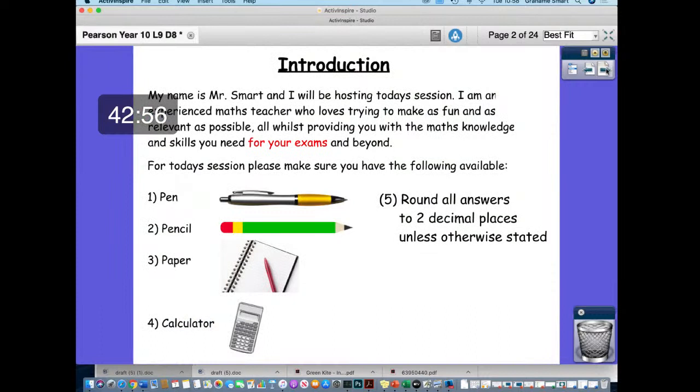So it's Mr. Smart here again hosting today's session, and we're trying to make the maths a bit more relevant, a bit more fun, a bit more real life if you like, but still equipping you for your exams and beyond. You'll need pen, pencil, paper. You'll definitely need your calculator today, so please have one to hand, and round all answers to 2 decimal places unless otherwise stated. Until we get to the exam questions at the end, you'll pretty much be working to 2 decimal places all the way through.